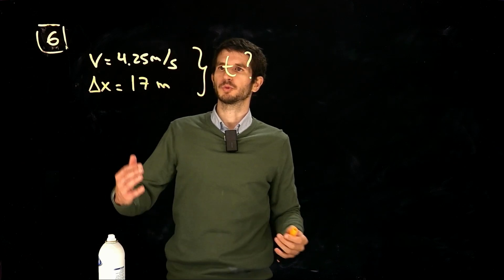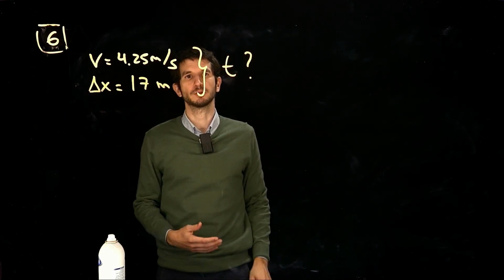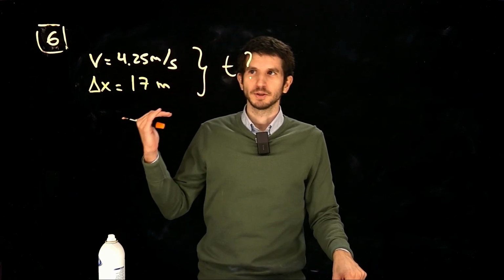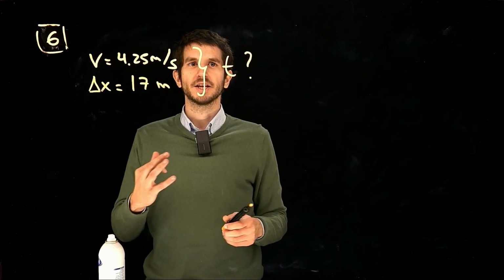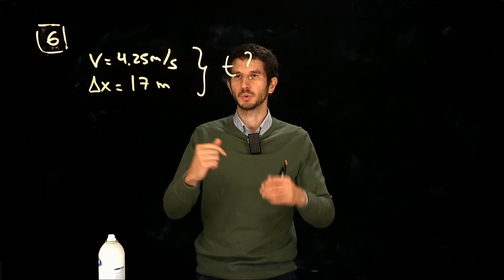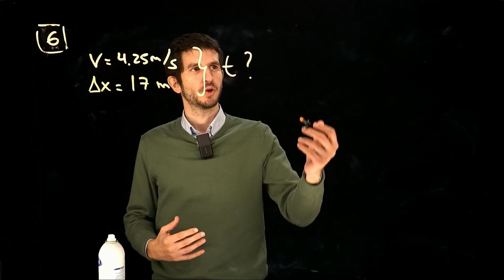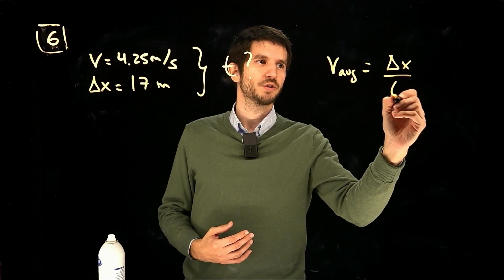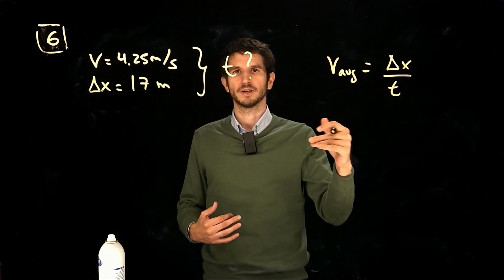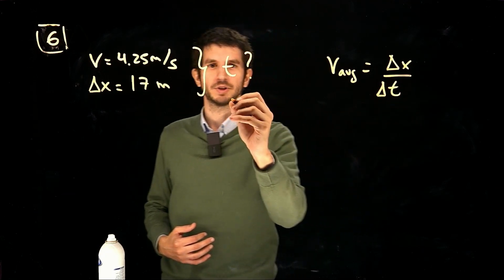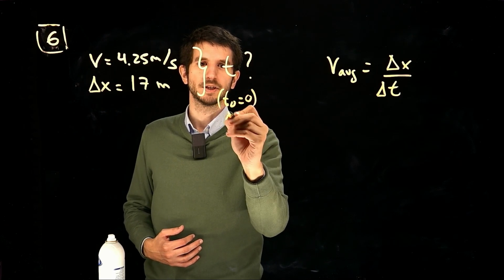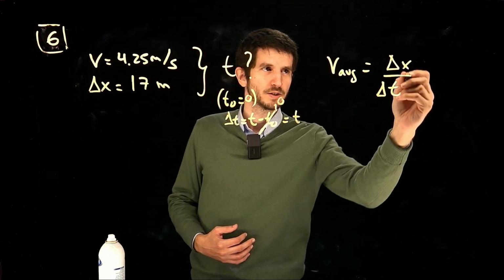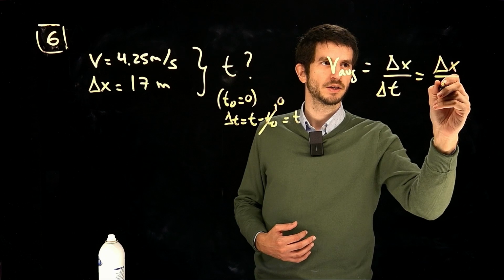Sometimes we're going to find problems where we're given velocity and displacement and we're asked about time. Sometimes we're given time and displacement and we're asked about velocity. Sometimes we're given velocity and time and we're asked about displacement. At the end of the day, we have 3 variables in here, and with 2 of those we can always find the third one, because they're all connected through the average velocity equation, which of course is delta x over the time it takes, or delta t. If we take the initial time as 0, then delta t becomes t minus t sub 0, which goes to 0, so it's just simply t. So we can just write delta x over t.